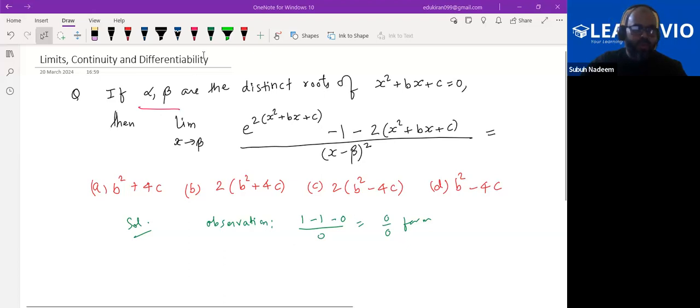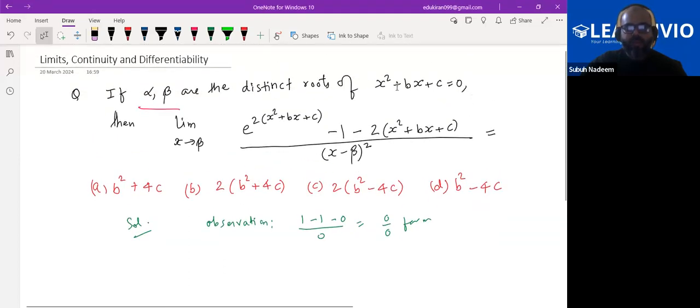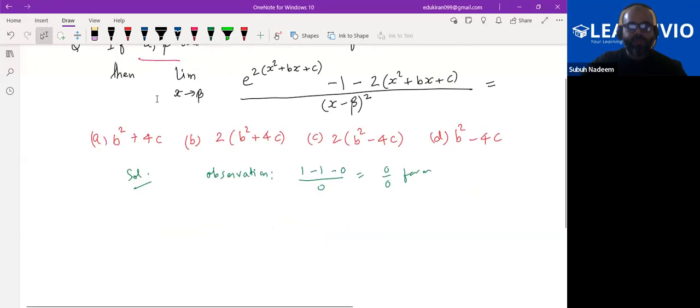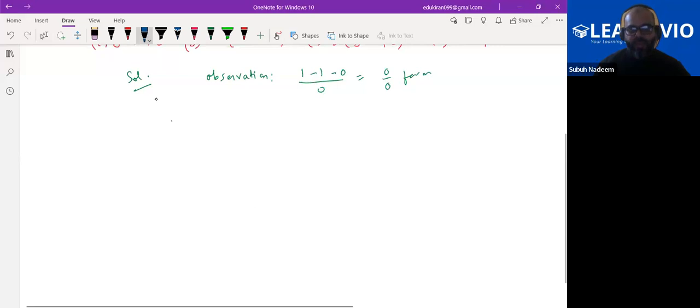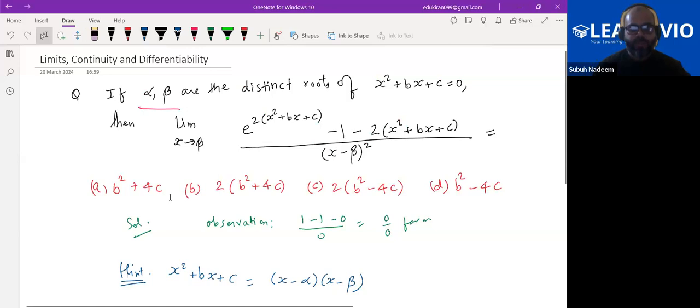I will give you a hint also that if x square plus bx plus c equal to 0 is having roots alpha, beta, then you can say that x square plus bx plus c can be written as x minus alpha into x minus beta. It is a very important hint because you have the roots, and from that you will get the factors x minus alpha, x minus beta. So x square plus bx plus c is equal to x minus alpha into x minus beta. This you can do and then think what should be done.